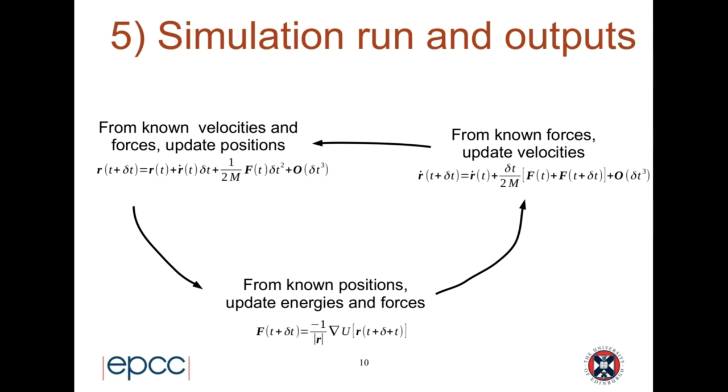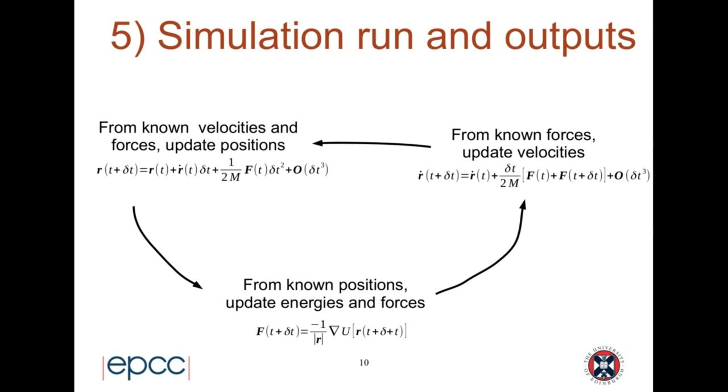LAMMPS uses velocity Verlet rather than Verlet because they have found that velocity Verlet is more stable. You lose less energy just from time steps and things like that. Stability in systems is important. You don't want your system to crash. You don't want your particles to get lost.